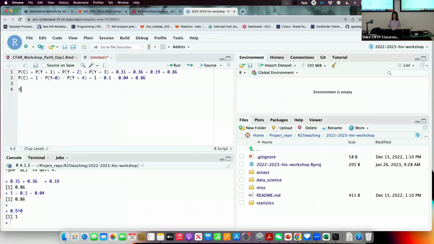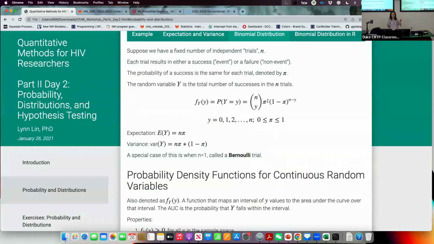So if pi is the probability of success, then 1 minus pi will be the probability of failure, right? Because pi plus 1 minus pi equals 1, right? The total sample space is either a success or failure. So pi is the chance of success and 1 minus pi is the chance of failure. So that's why we have 0 trial having the success. So pi to the power of 0 will just be 1, right? Will not influence this probability. So what's left is the chance of failure, right? So it's 1 minus pi.